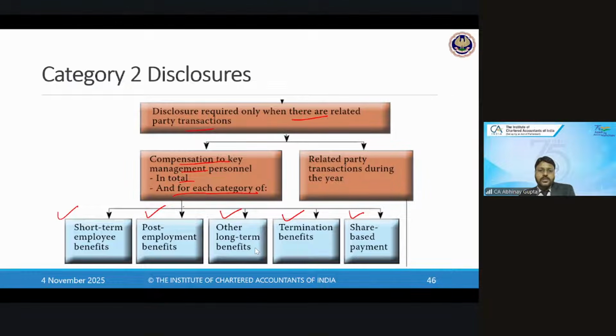Suppose a total of 1 crore is being paid, then out of that 1 crore, how much is short term, that is the salaries and wages, how much is post-employment, that is the gratuity, or leave encashment if after retirement or after termination, how much is other benefits, for example, bonuses, how much is termination benefits, VRS, etc., if any paid, and how much are the ESOPs we have paid. So that needs to be divided into these 5 categories, and this table needs to be presented, and thereafter the total needs to be presented, right, for the KMPs. Is that clear?